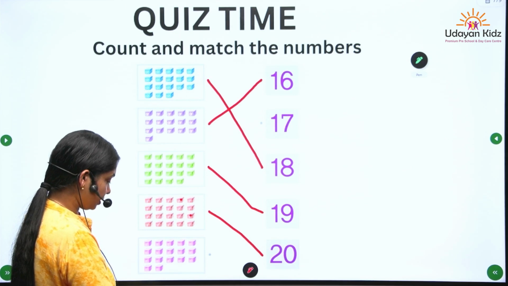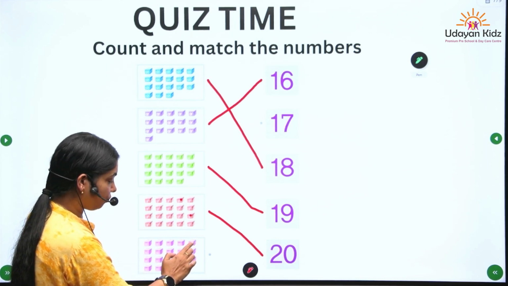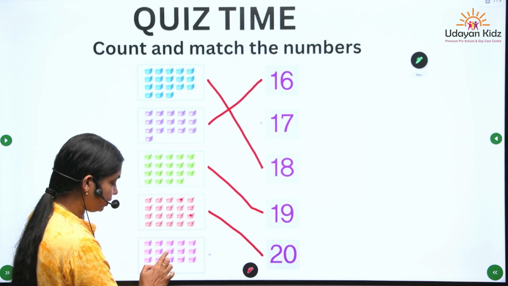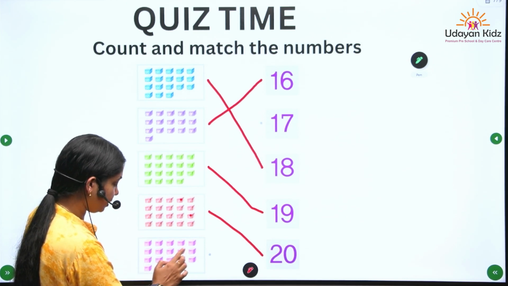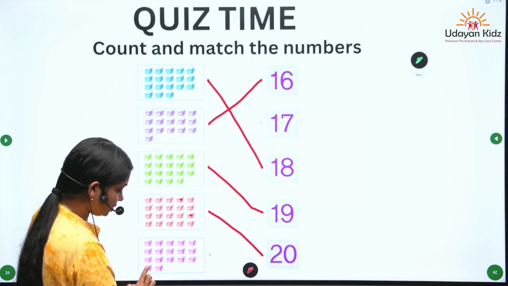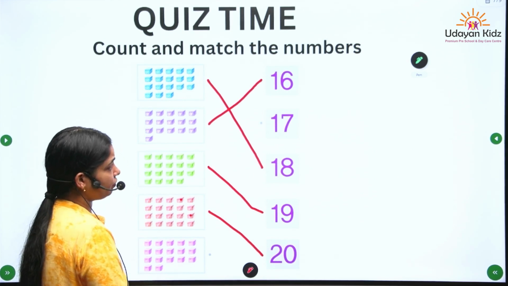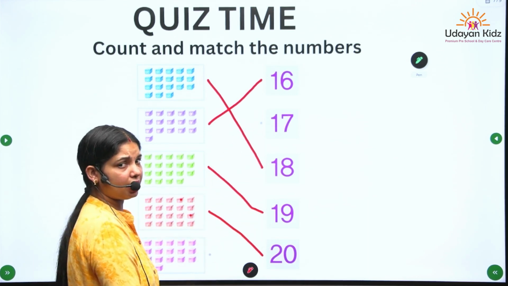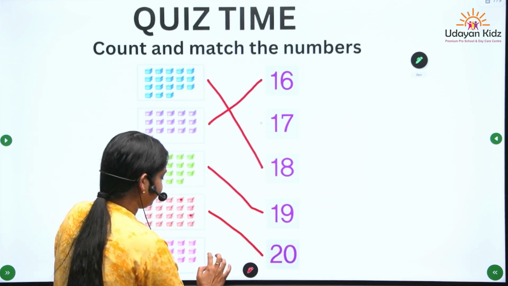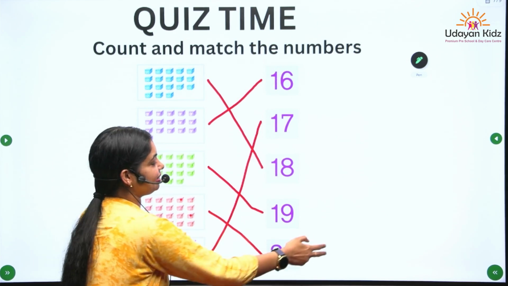So now next one. 1, 2, 3, 4, 5, 6, 7, 8, 9, 10, 11, 12, 13, 14, 15, 16 and 17. 17 boxes. Where is the number 17? 1, 7, 17. There it is. Very good, children.